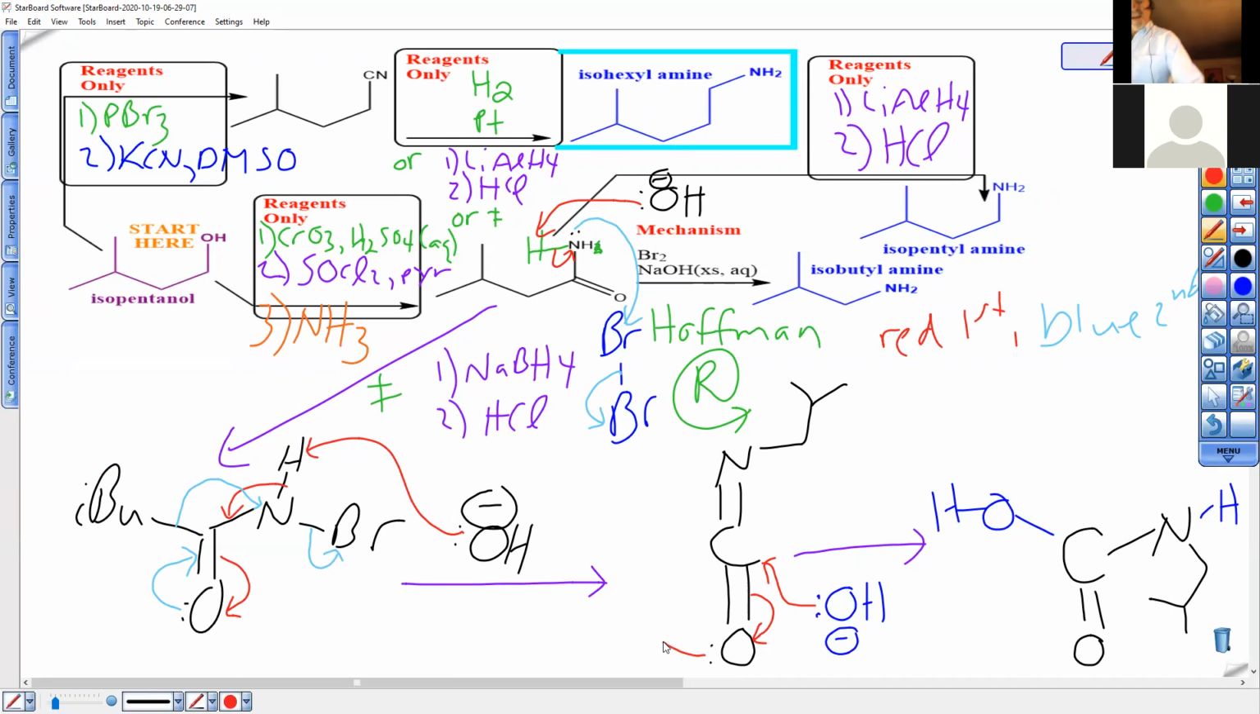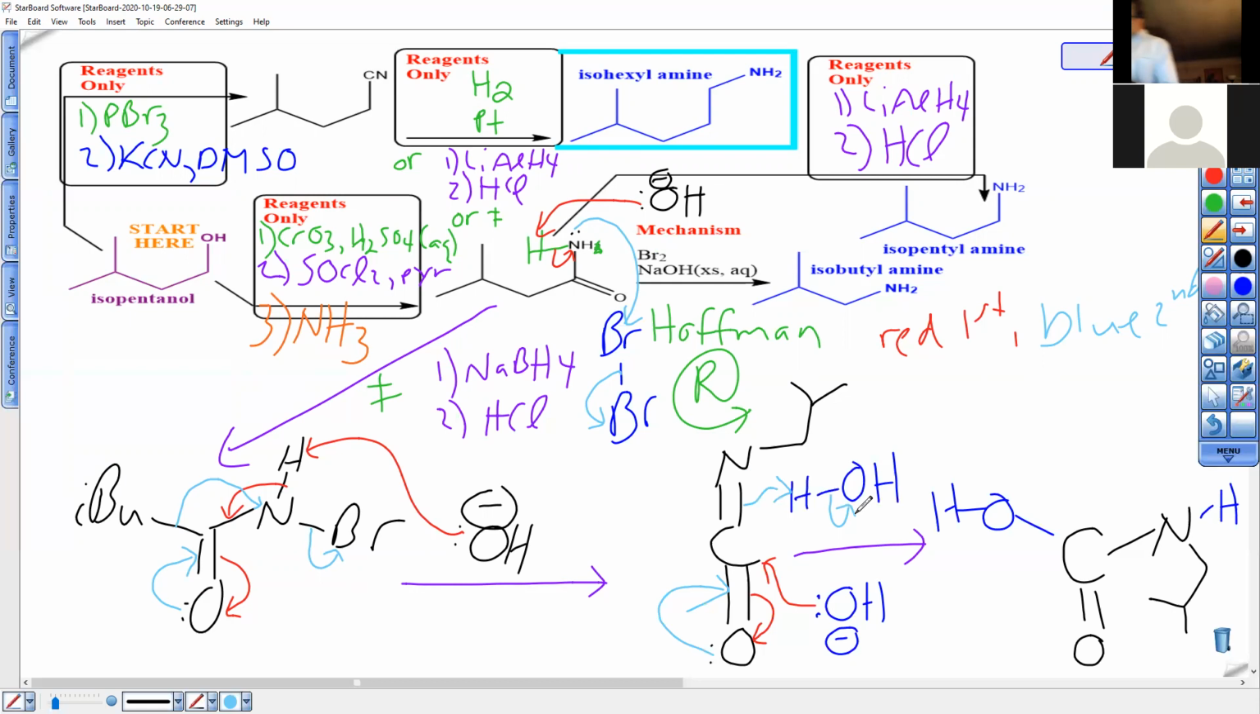Oh, don't do that in red. From the best acid present. What's the best acid present in a reaction involving hydroxide in water? That last word is the answer. Water. Protonation of the pi generates our carbamic acid.